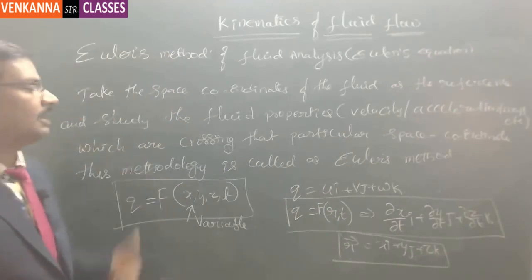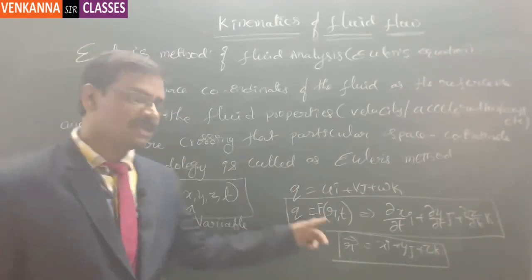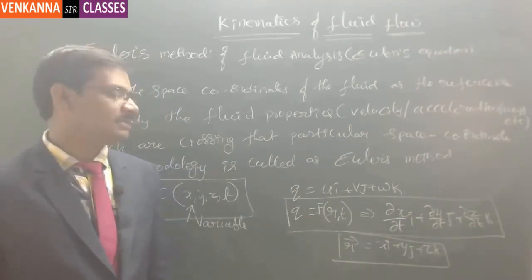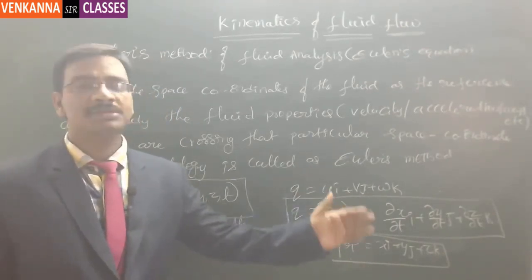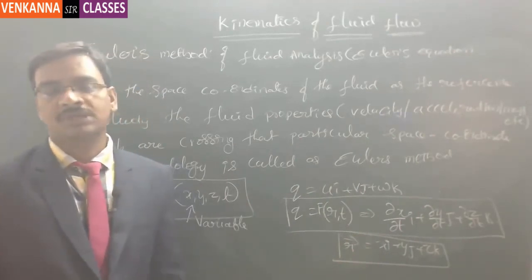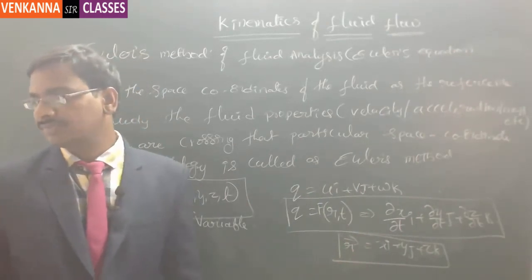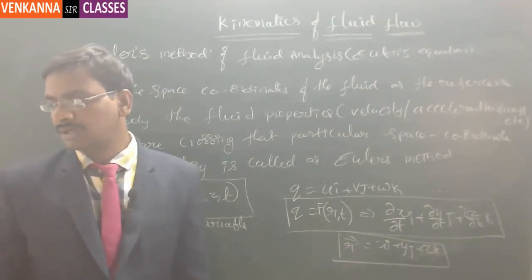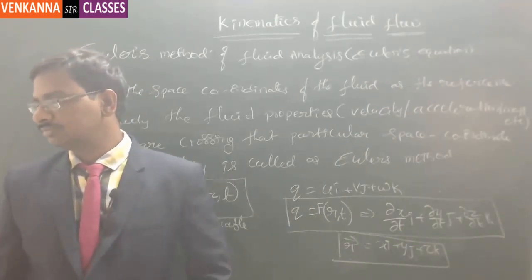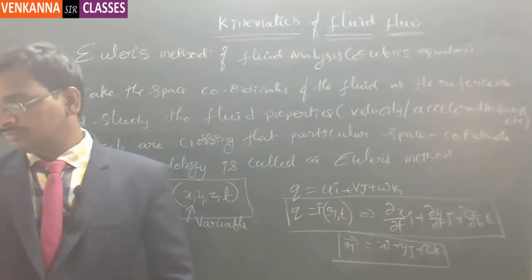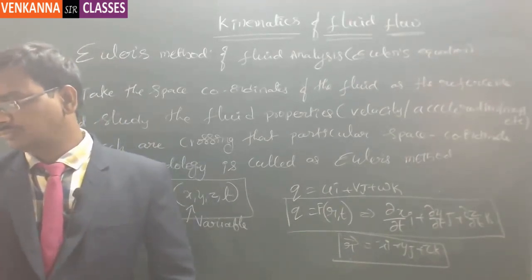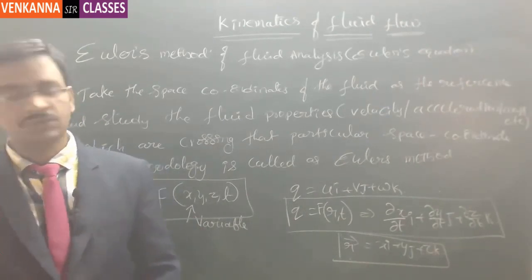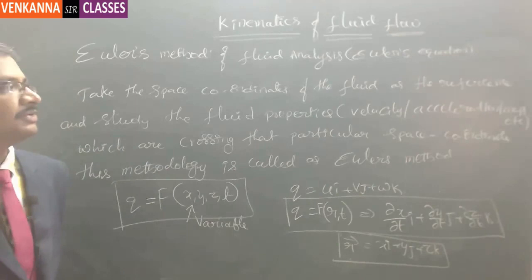But in the Lagrange's method, you are not expressing it as a space coordinate. You are taking the initial position wherever it may be in the space, and from there this property is getting changed with respect to time alone. Rest of the things are constant. Got it? Understood? Yeah. So this is Euler's method. You can note it down.